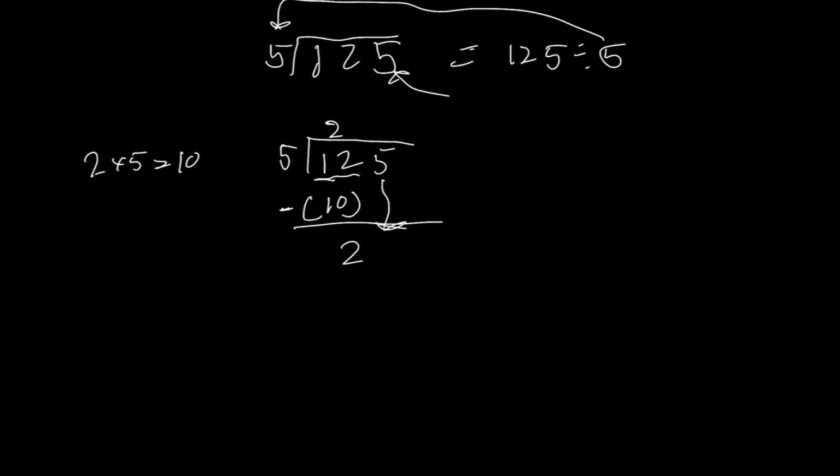And then you bring down the 5, or you bring down the next place. So now I have 25, and 25 can be divided by 5, and that gives us 5.